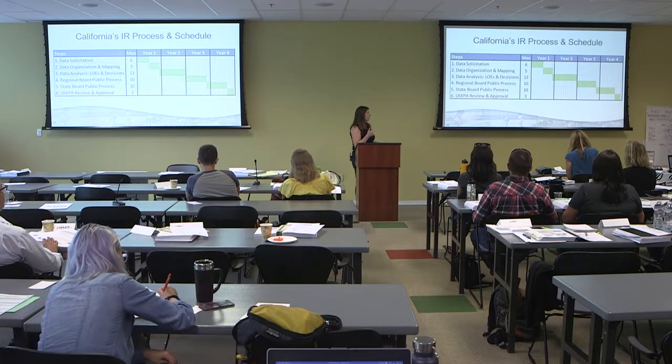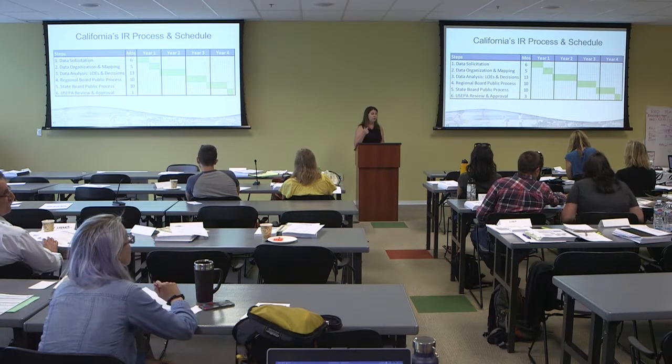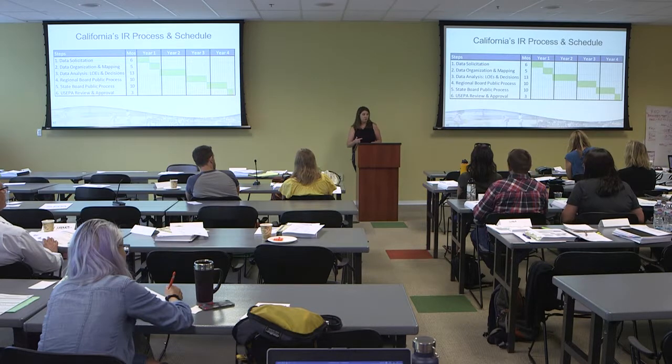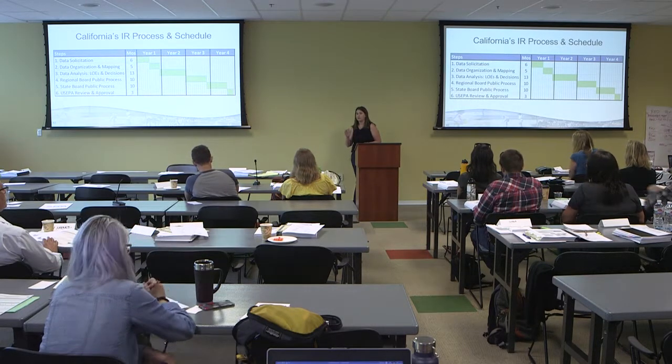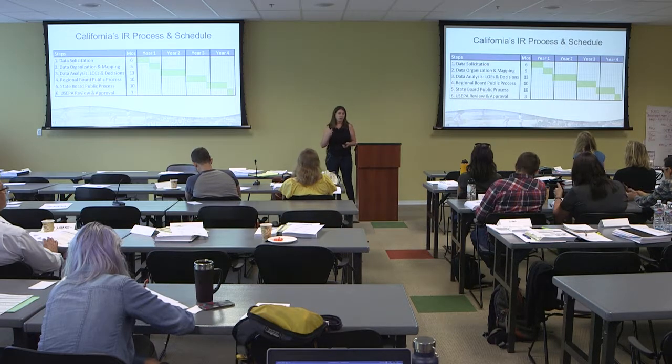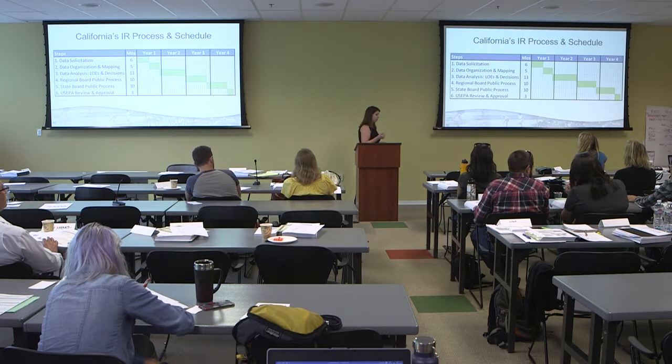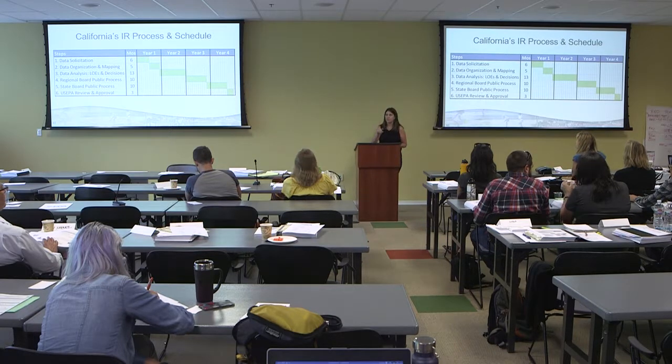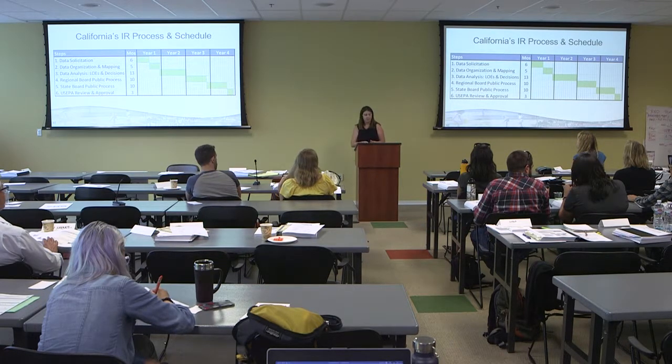So I mentioned that we're now working on the 2018 cycle. We are at the point of the regional board approval process for 2018. We are tentatively looking at a fall 2020 state board adoption for the 2018 list. And then we are also now working on the 2020 cycle. We just closed the data solicitation period last week for the 2020 cycle. And we are going to start picking up the 2022 cycle this fall when we release our data solicitation notice for it.